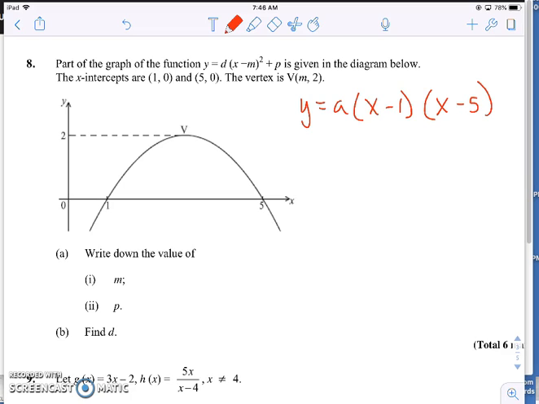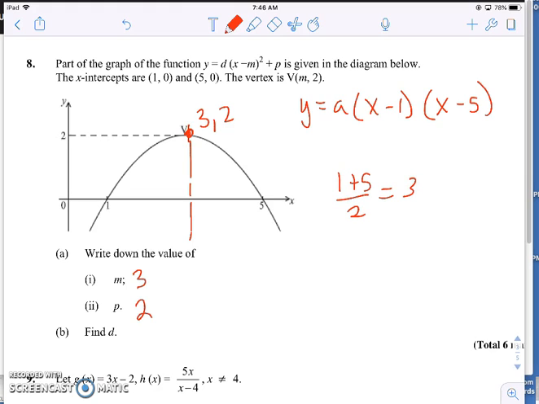We don't know our x value, but we know that our vertex is at 2. Well, if we know our height is 2, it's got to be right in the middle of our x values. So let's see, 1 plus 5 divided by 2 is 3. So this is the coordinate (3, 2). So m would have to be 3, and p would have to be 2.